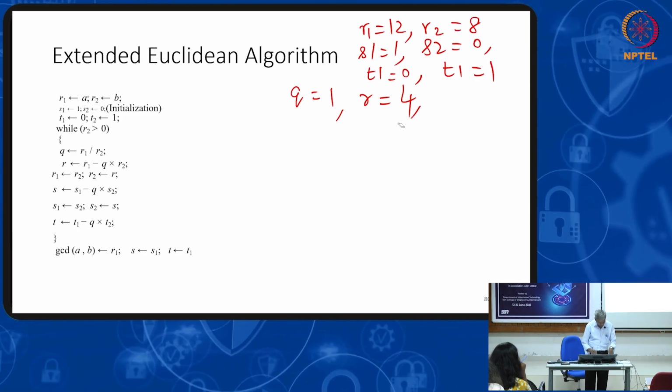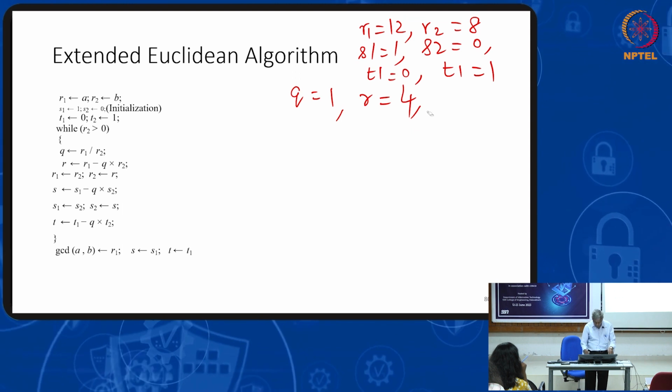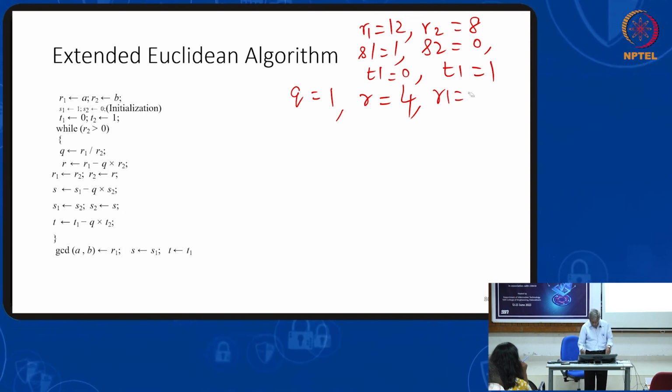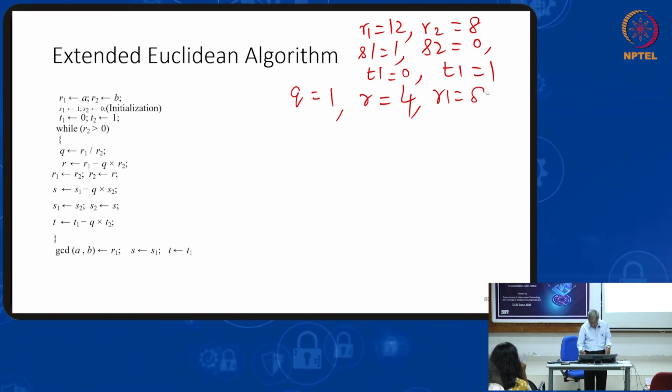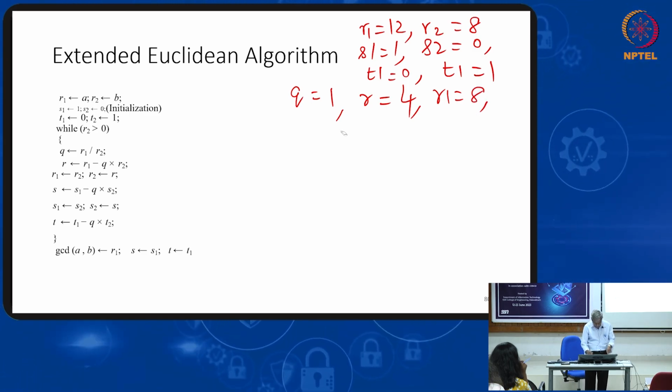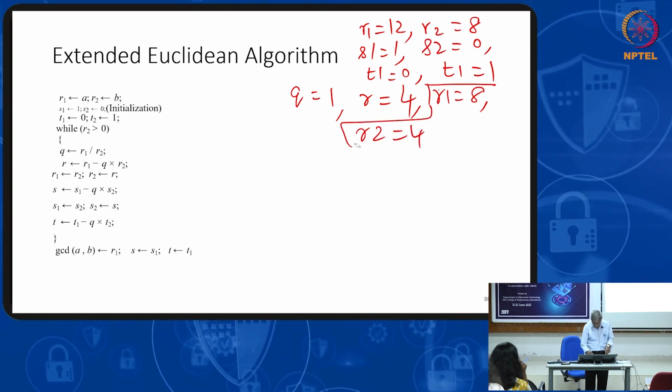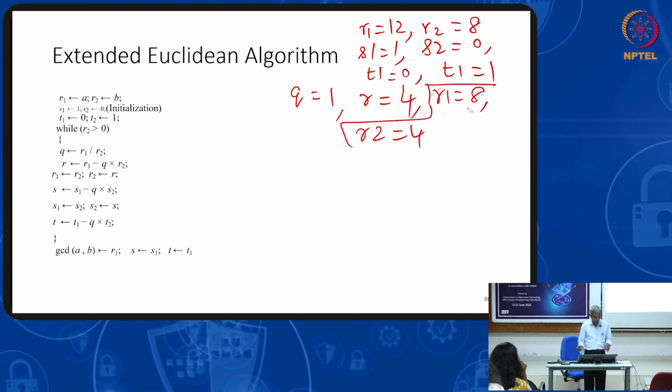Next, R2 is assigned to R1. That means R1 equal to 8. R2 is assigned R, so R2 equal to 4. In these two steps, we are changing the roles of R1 and R2.